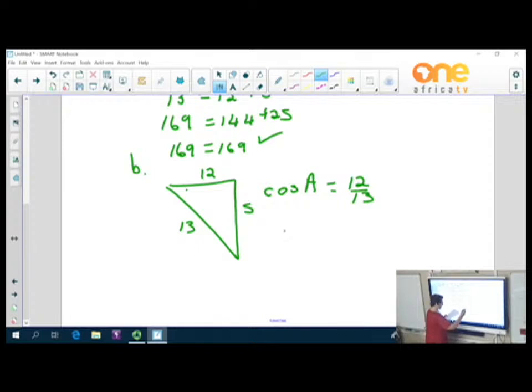And then the next one, sine C. Now this is angle C. And sine C is then also going to be 12 over 13. So you can see, if we use those opposite angles, then sine and cosine will be equal there.